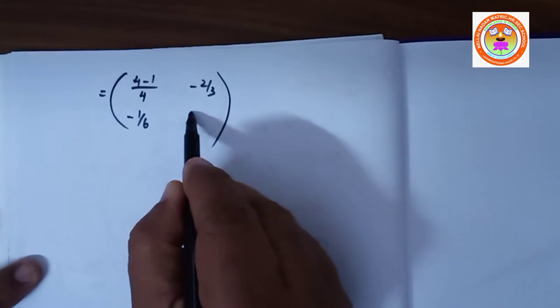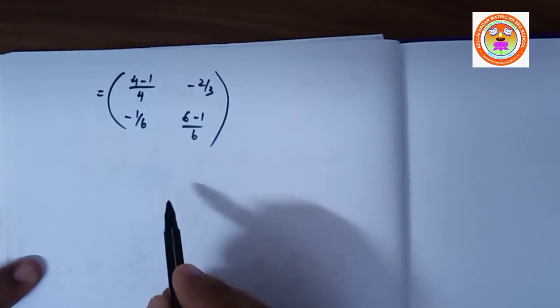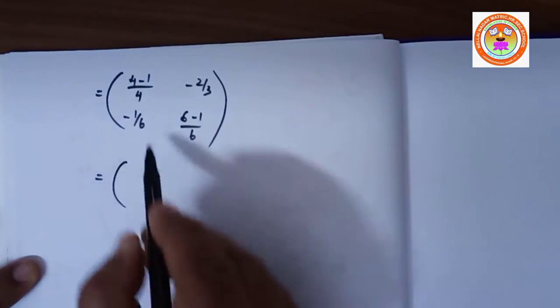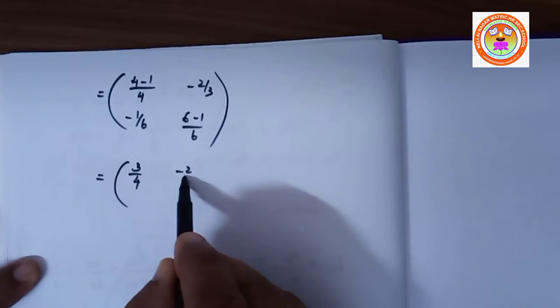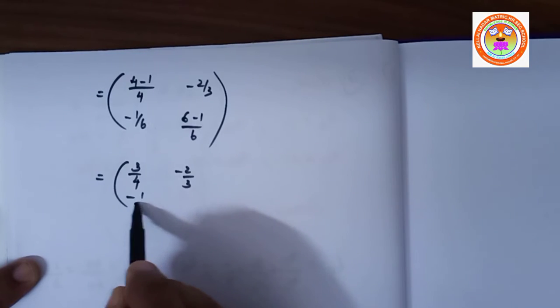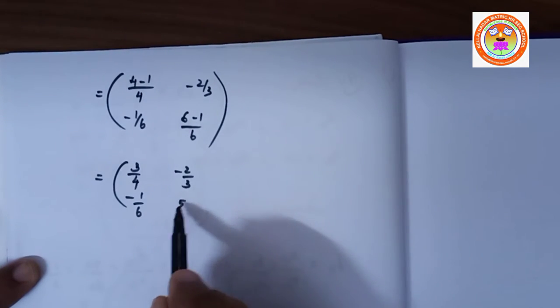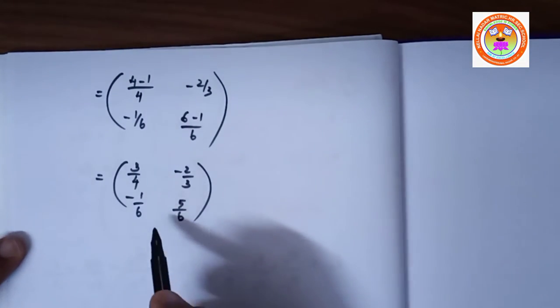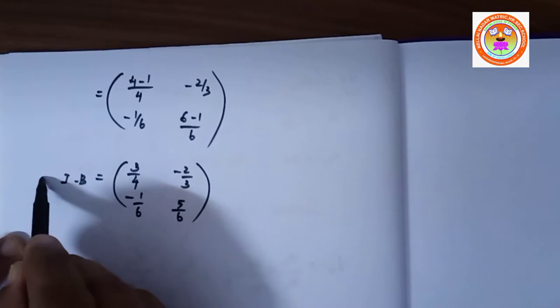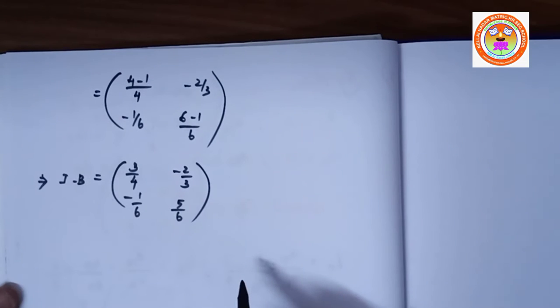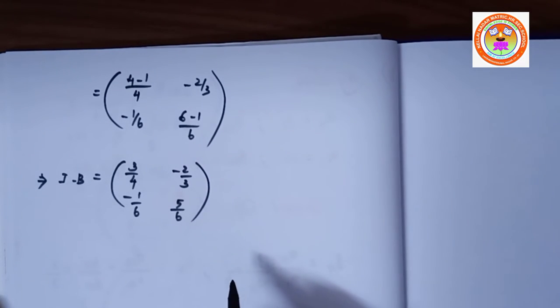6 minus 1 whole divided by 6. So that is equal to 5 minus 1, that is 3 by 4, minus 2 by 3, minus 1 by 6, here 5 by 6. So I got that matrix I minus B. This is I minus B. Then you have to find I minus B inverse.